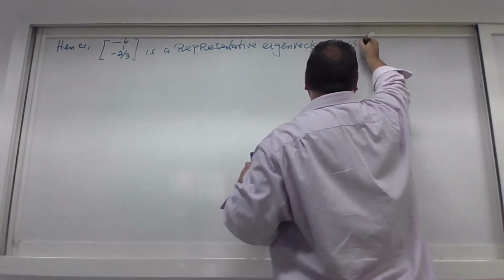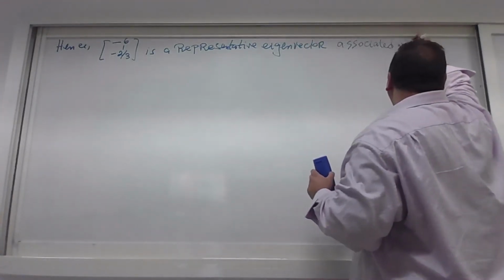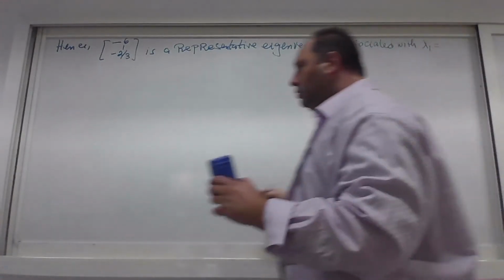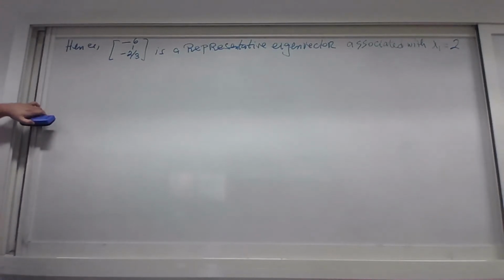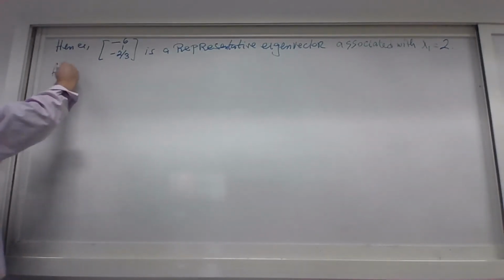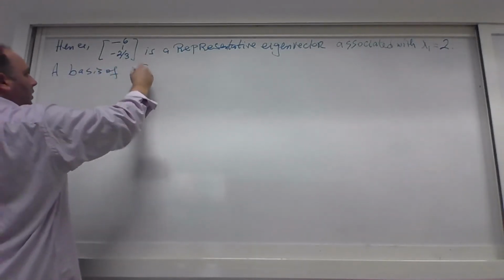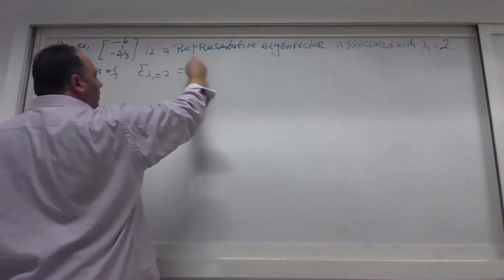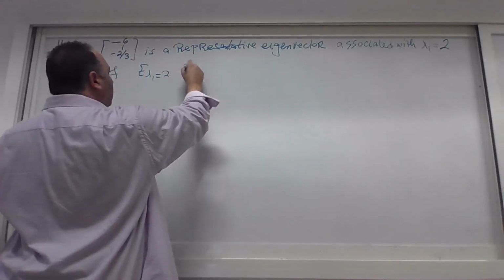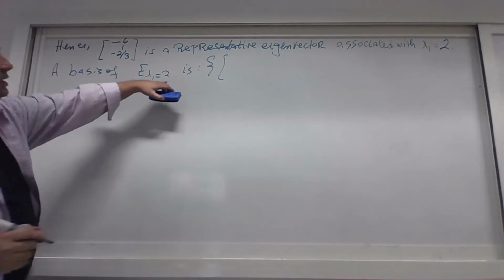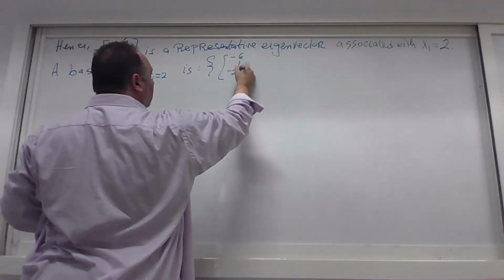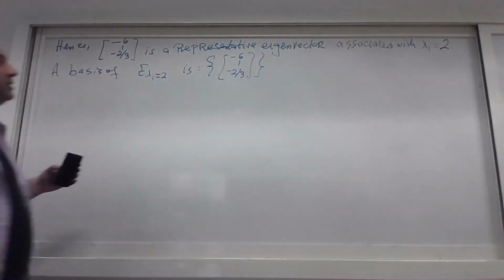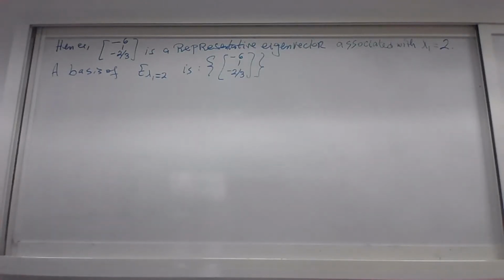Associated with the eigenvalue, what was the eigenvalue? 2. Okay, good. So the eigenspace is just generated by this vector, so it's a basis. Just write the eigenvalue there, just for us to know what it is. Negative 6, 1, negative 2 over 3, or any scalar multiple different from 0, obviously. Doesn't matter.